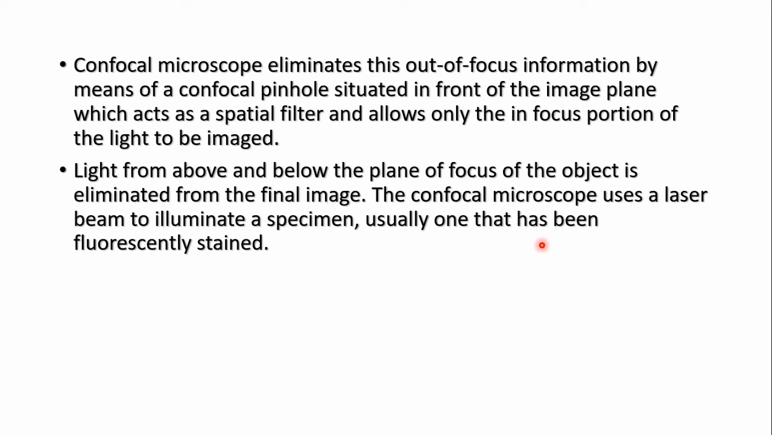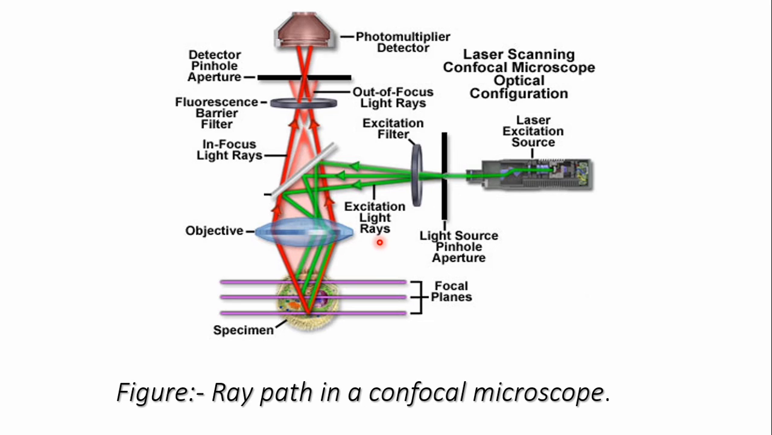The confocal microscope uses a laser beam to illuminate a specimen. The basic difference between confocal microscope and fluorescence microscope is that we use a different light source. In case of confocal microscope, we use a laser excitation source. In case of fluorescence microscope, we use a lamp which produces UV or visible light, right? And another modification is the pinhole aperture, which helps eliminate out of focus light rays and increases resolution.